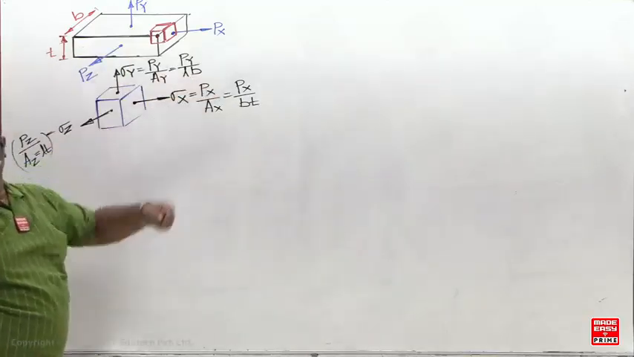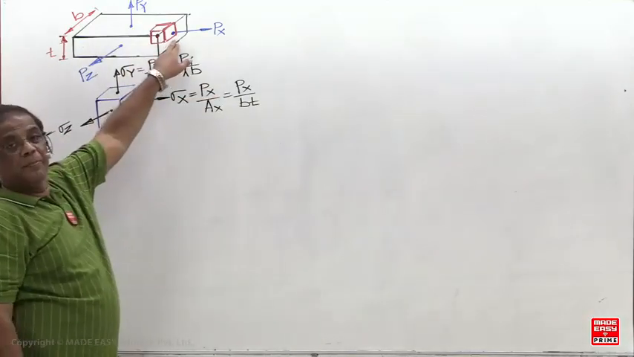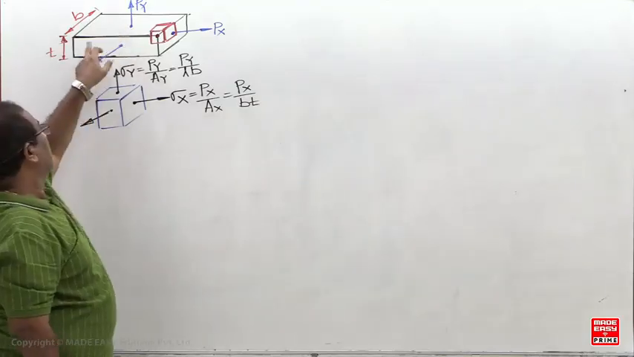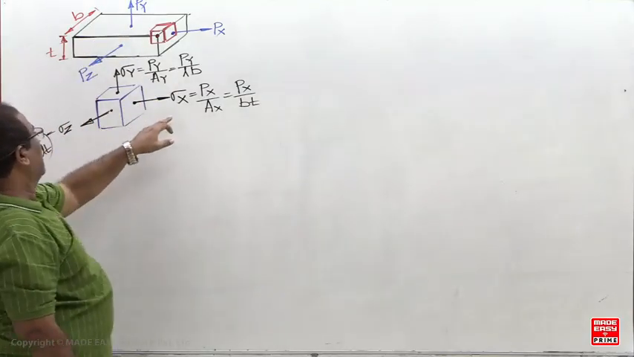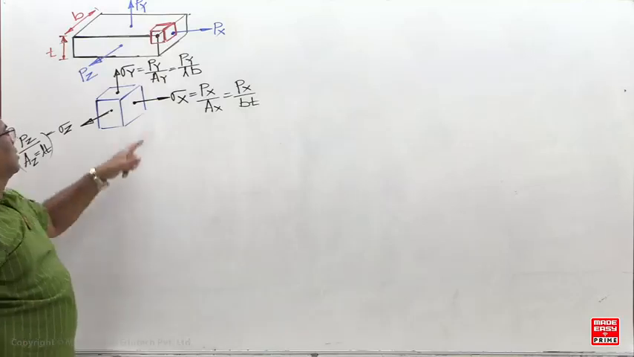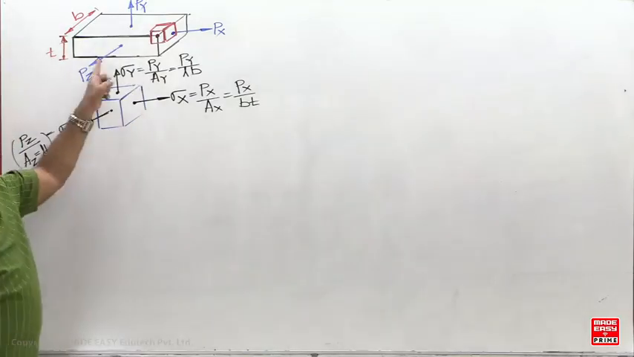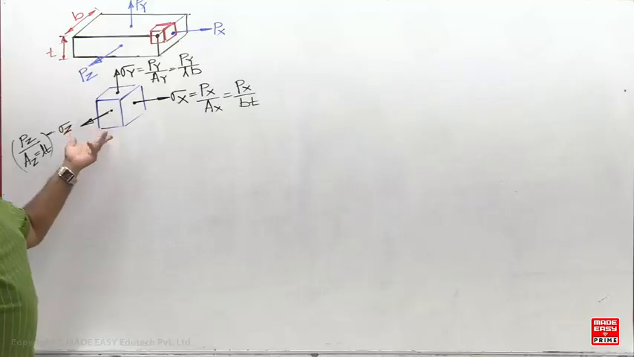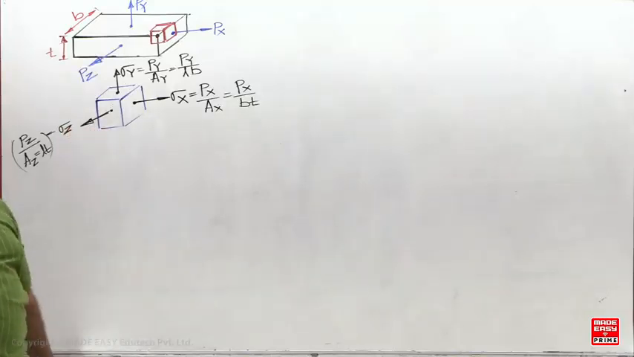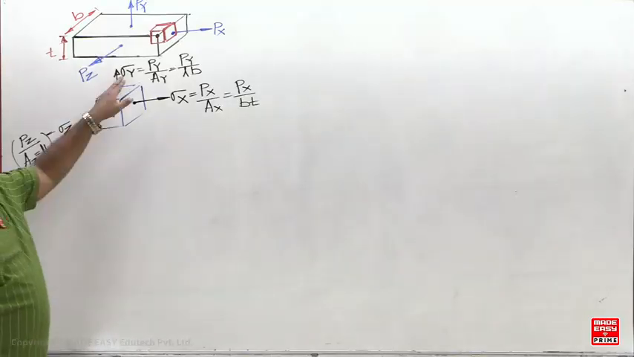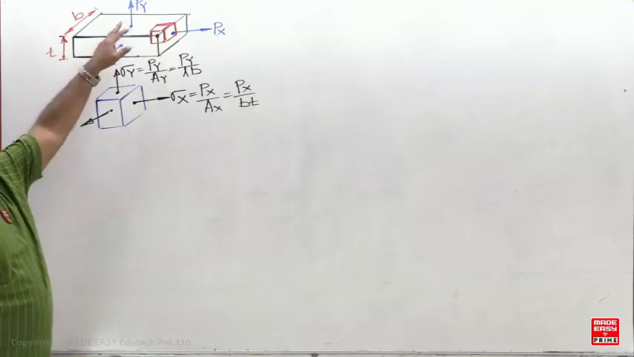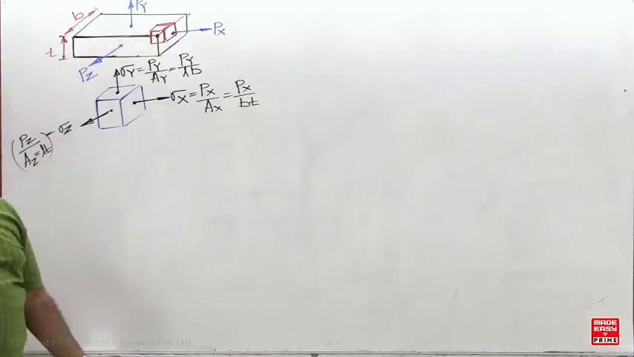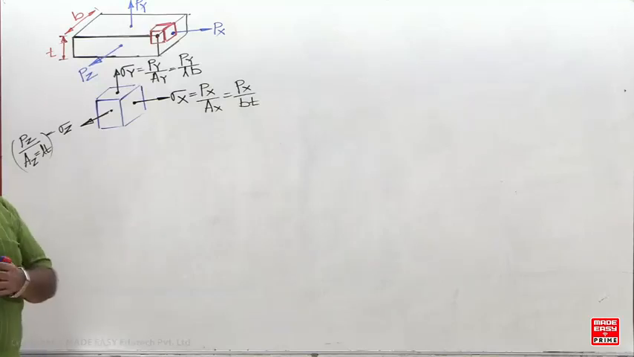And this dimension is the length. What is the area of this face? b into t. What is the area of the top face? l into b. What is the area of the front face? l into t. If these are all equal, then it is hydrostatic. But in the triaxial case, Young's modulus definition is not valid. Then what do you do? Assume first these two are 0, that is, we are assuming Py and Pz are 0. Then only sigma x is acting, so it is uniaxial. Then you can use your Young's modulus definition.